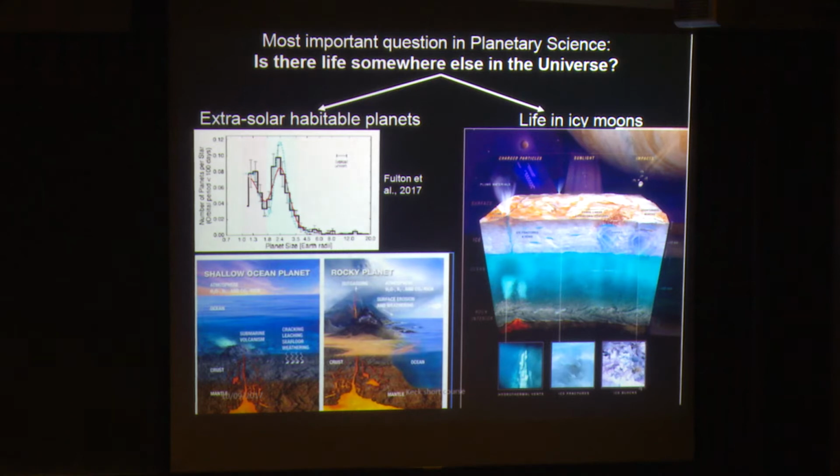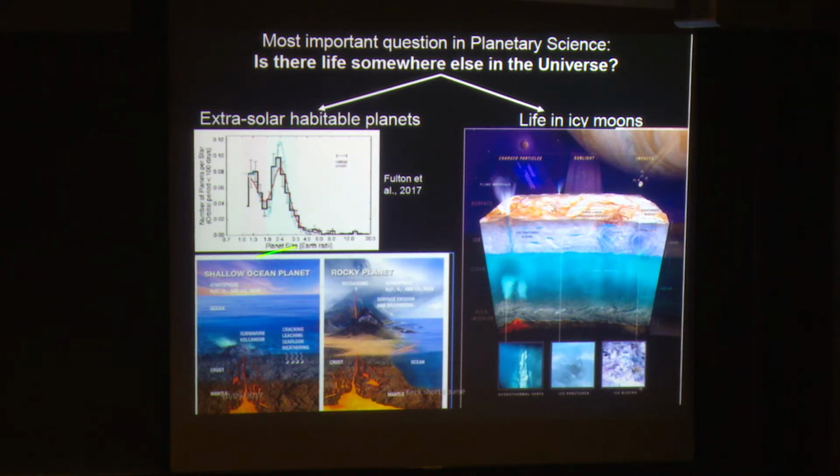So we are living in a very exciting time. I think this question about life somewhere else in the universe is maybe the most important question in planetary science. And at the same time, we are discovering extrasolar habitable planets. I just took this plot from a recent paper by Fulton et al., which shows that you have two peaks, one peak at terrestrial planets, Earth-like planets, and another peak which is closer to the ice giants.